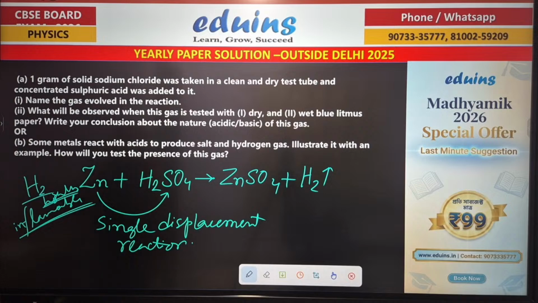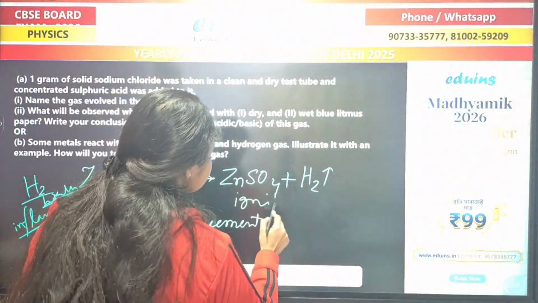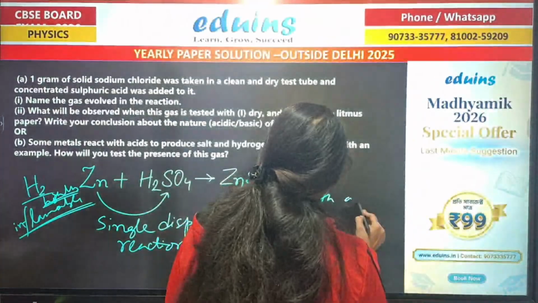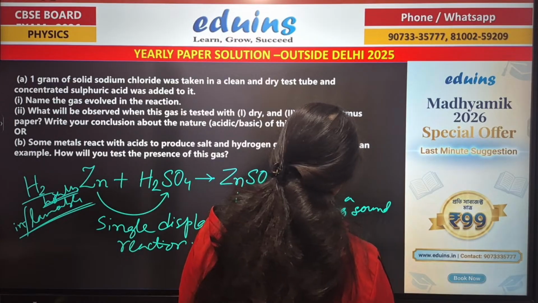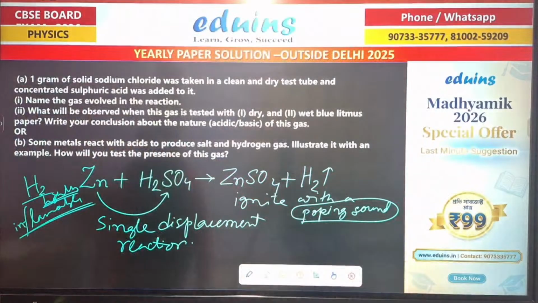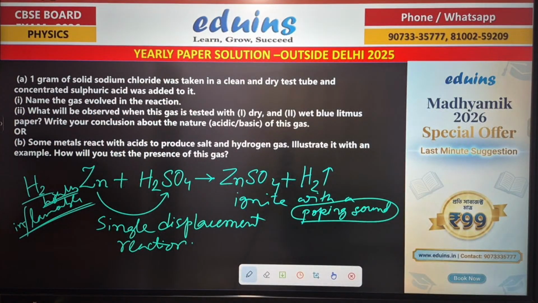So, what happens next? It ignites with a distinctive popping sound. What will be the reason for this popping sound? Can anyone explain it? Divya, do you know why this popping sound arises?